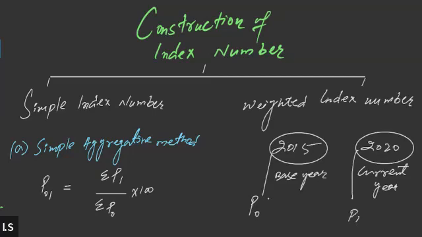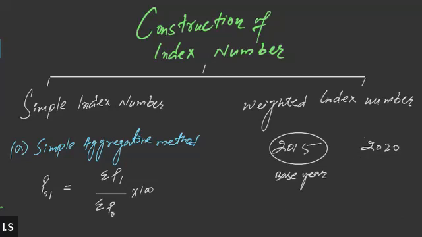Got it? Let's suppose the price of a commodity in the year 2015 was 80 rupees and the same commodity now costs 120 rupees in the year 2020. That means 120 is the current year price and 80 rupees is the base year price. So the base year price is indicated by P0 and the current year price, 120, is indicated by P1. Tell me, Alexander, is this clear to you? Yes, sir. All right.